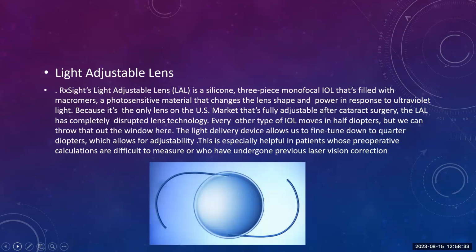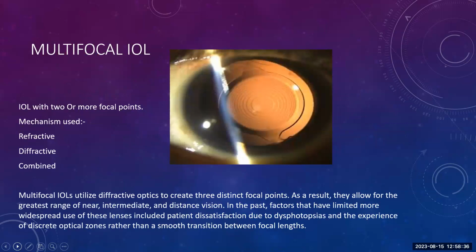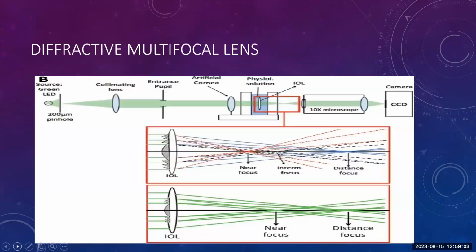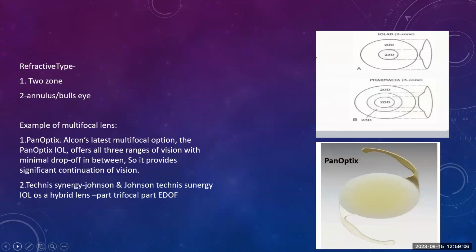Multifocal IOLs are IOLs with two or more focal points. The mechanisms used are refractive, diffractive, and combined. Multifocal IOLs utilize diffractive optics to create three distinct focal points. As a result, they allow the greatest range of near, intermediate, and distant vision. In the past, we had some problems with multifocal IOLs, that is dysphotopsias, halos, and some discrete optical zones were present, not a smooth transition between the focal lengths. Refractive types are two-zone and annulus type. Examples of multifocal lenses are PanOptix, the latest multifocal option, and Synergy, a hybrid lens, part trifocal and part EDOF.